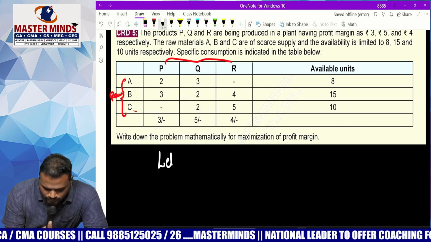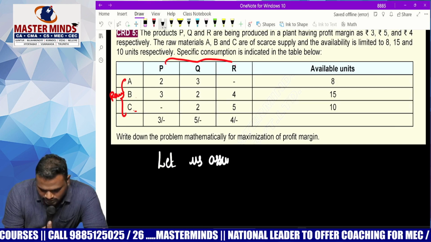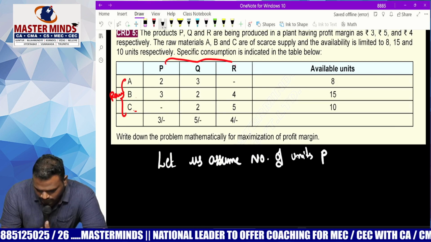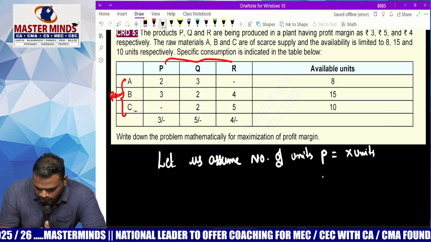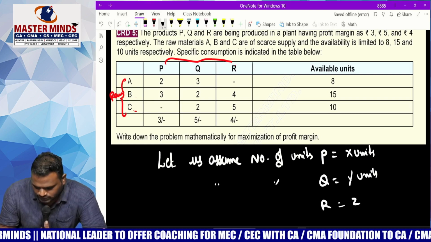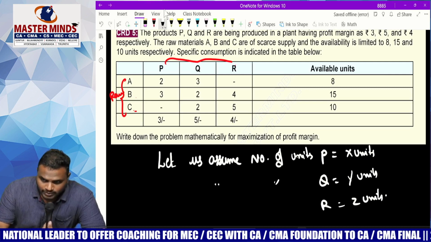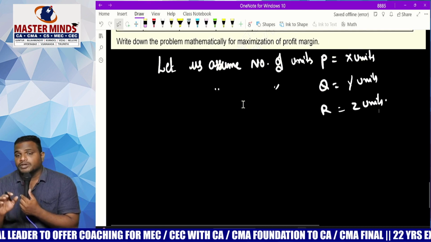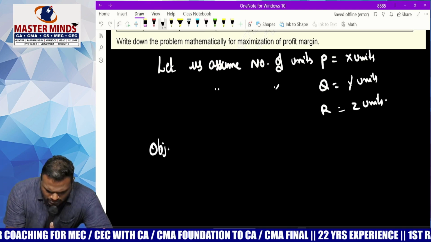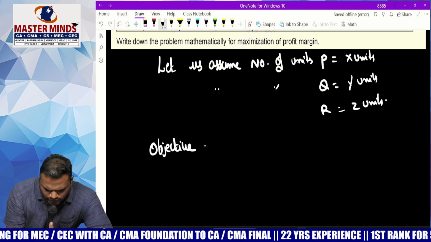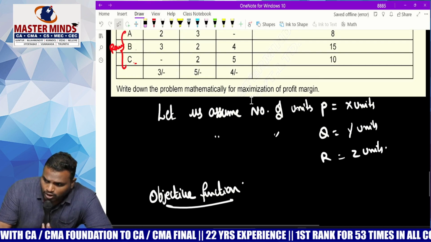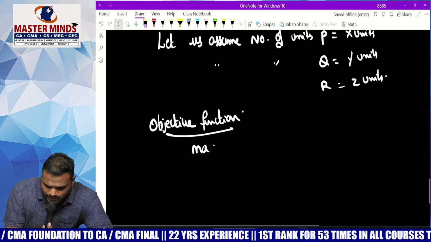Let us assume the number of units produced: P is X units, Q is Y units, R is Z units. Now everybody tell me how many sets of equations will come? 3 sets of equations. What is the first set of equations? Objective function. What is the objective function here? Maximization of profit margin, that is maximum Z.